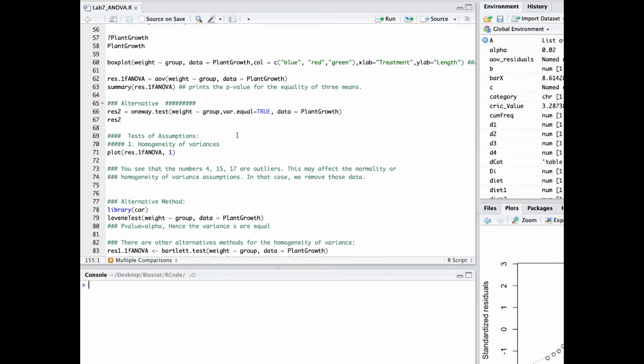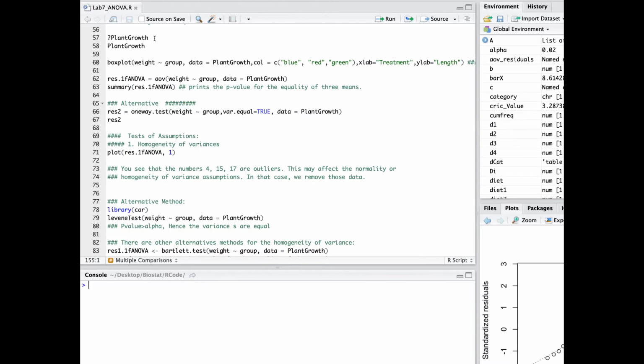So next we see how we use a one-way ANOVA in R. One of the things R needs for a one-way ANOVA is two columns. One column must have the data, the other column must have the categories or the groups.